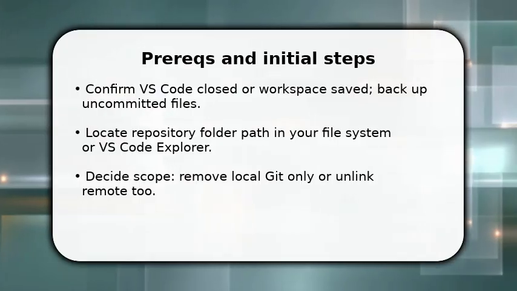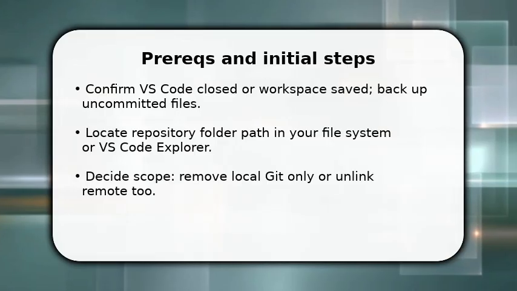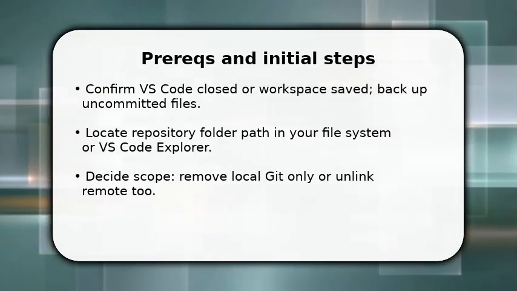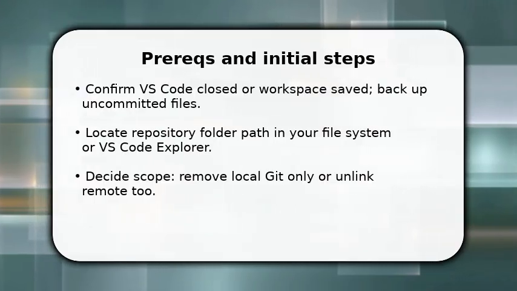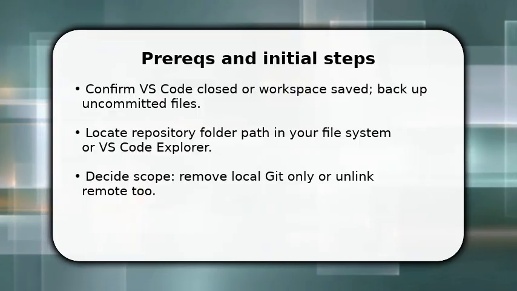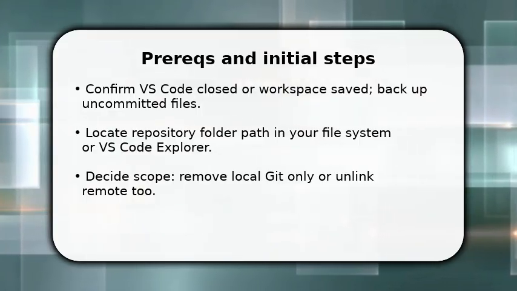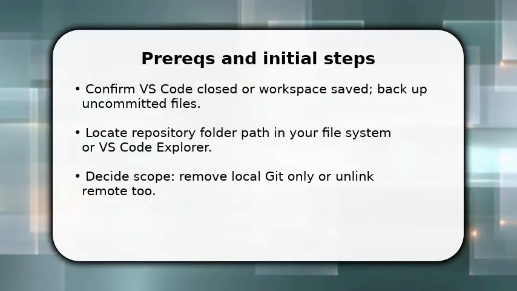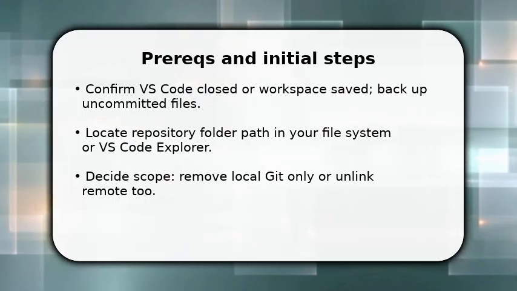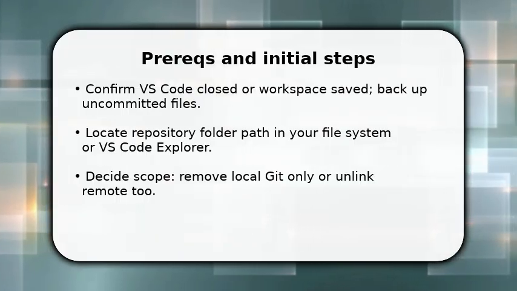You'll start by ensuring you won't lose work, save files and optionally stash or commit local changes. Once done, locate the repository route in Explorer or the terminal. You need that path to target Git metadata. Make sure you decide whether you're removing only the local repository or also breaking remote links. This matters because the commands differ.